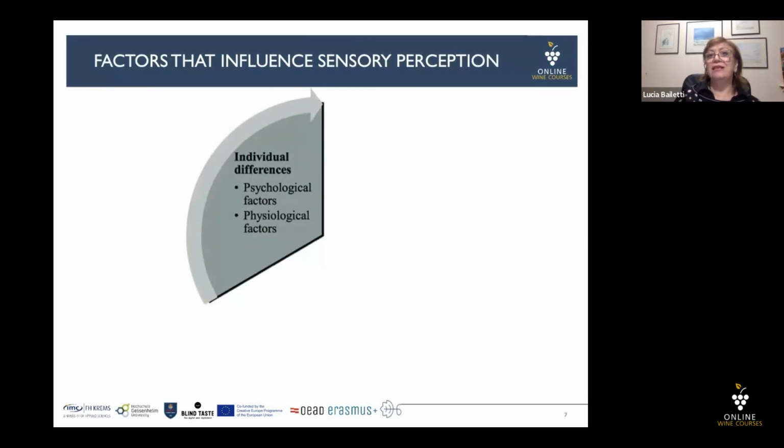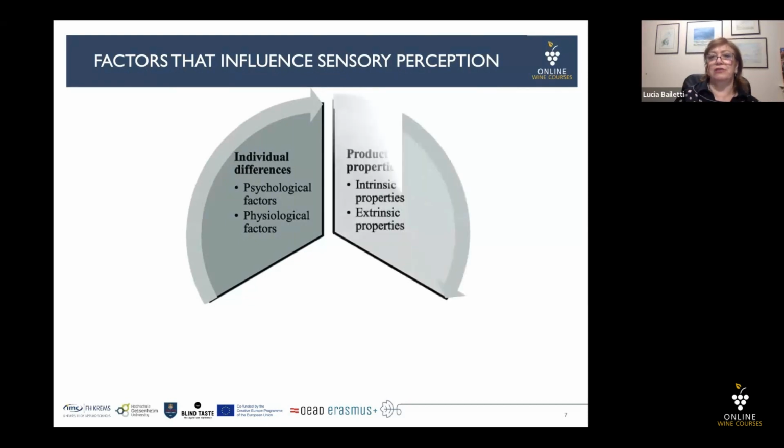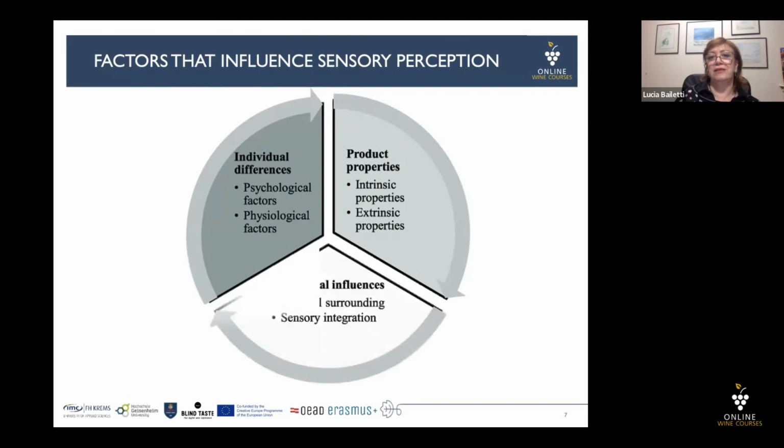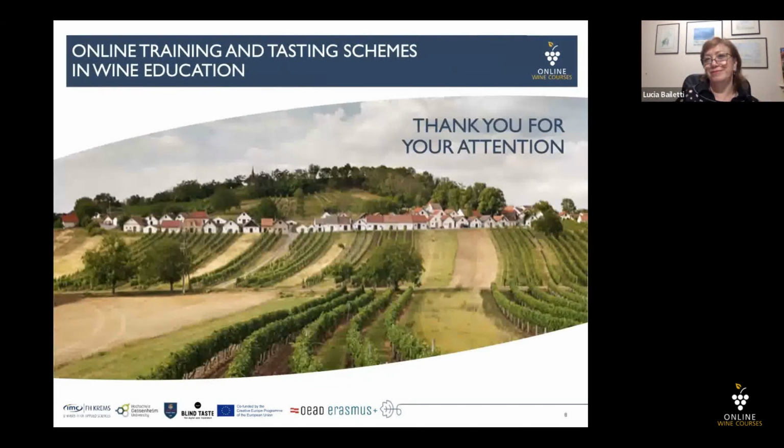Factors that influence sensory perception are psychological factors and physiological factors, product properties, intrinsic properties and extrinsic properties, and situation influences. Physical surrounding and sensory integration are very important, and are all factors that influence sensory perception.